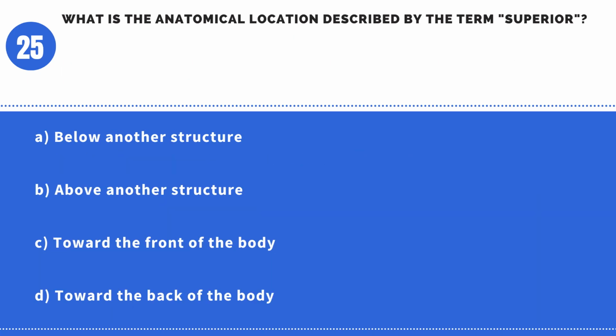Question 25. What is the anatomical location described by the term superior? A. Below another structure. B. Above another structure. C. Toward the front of the body. D. Toward the back of the body.